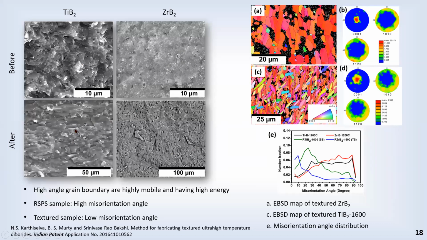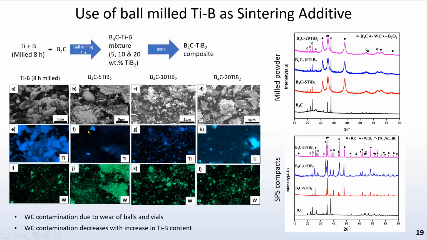Sure. So there is grain growth, and when you look at the EBSD pattern, you can see significant texturing that has happened in this material. Okay, so this is another example of using the TiB as a sintering additive. Since the TiB reaction is highly exothermic, we can add it as a sintering additive for boron carbide.